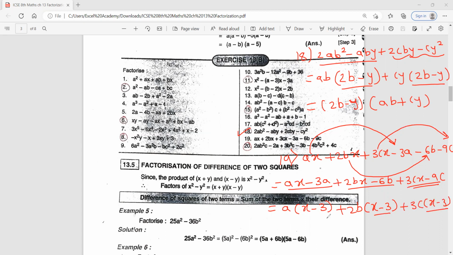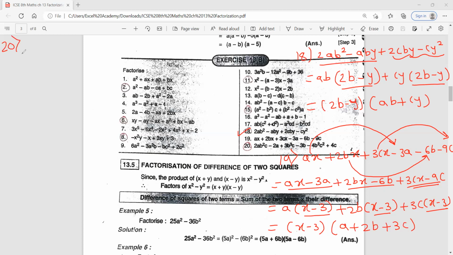Very nice. Now you will observe that x minus 3 can be taken common, and inside it we have a plus 2b plus 3c. That's all. इट इज ॲज सिम्पल एज दॅट. पण हे कळायला पाहिजे, थोडसं कधी कधी ट्रायल अँड एरर करावं लागतं आपल्याला, बट इट्स नॉट दॅट डिफिकल्ट.